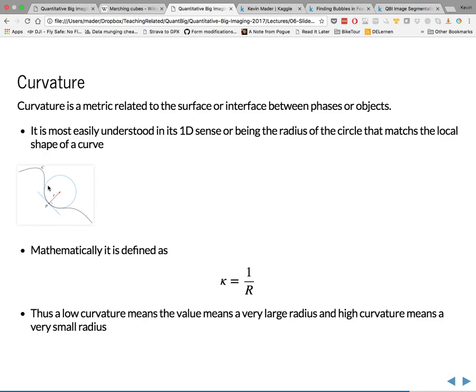If you have this curve here, rather than just defining a slope at every point, you can define the largest sphere that fits inside that part of the curve. That's how you come up with this idea of curvature. It's a little bit similar to the thickness map, but it's defined in a much different way. This is kind of a thickness map for the surface of your object. You have the curvature defined as 1 over this radius. So a low curvature means a very large radius, and a high curvature means a very small radius.